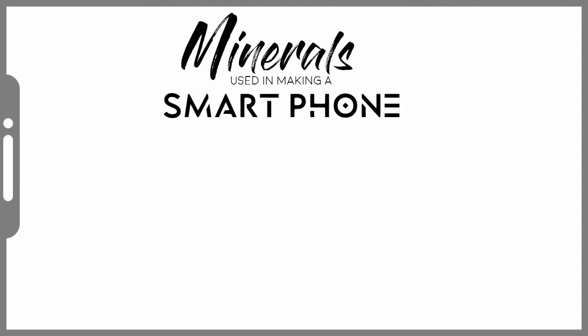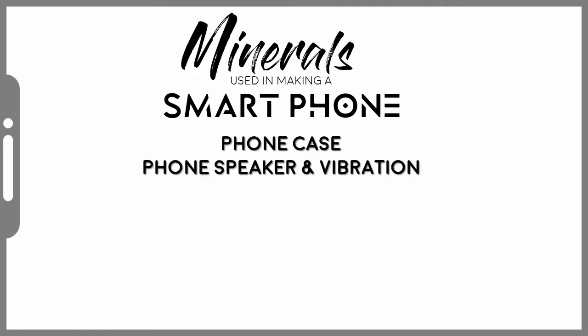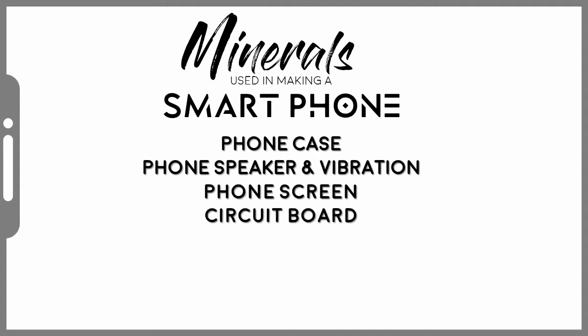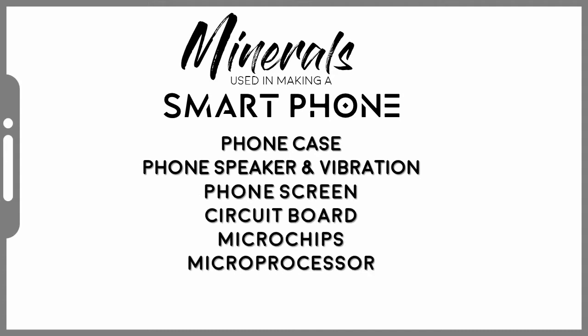So now, let's move on to our next topic, which is minerals used in making a smartphone. In here, we have 7 parts or categories, which is phone case, phone speaker and vibration, phone screen, circuit board, microchips, microprocessor, and lastly, connectors and wirings.